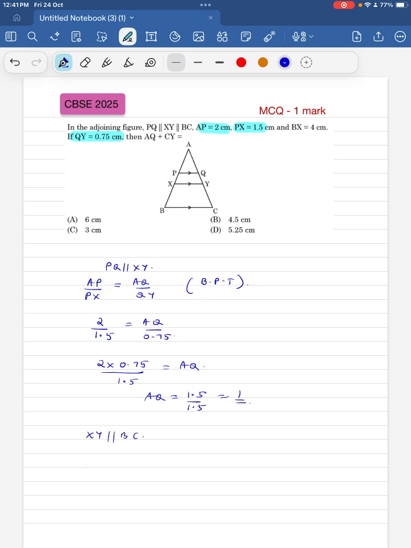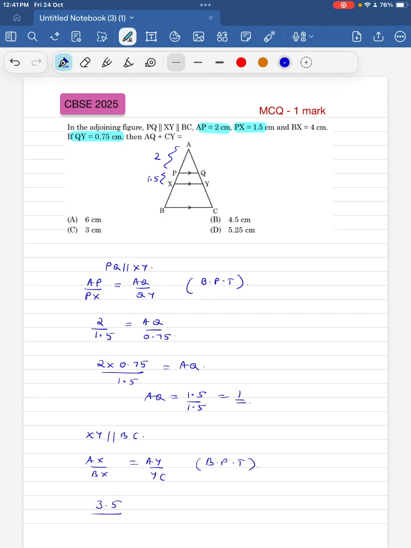Now we also know that XY is parallel to BC, which means that AX by BX is equal to AY by YC. Again by BPT, Basic Proportionality Theorem. Now AX I can find out by adding AP and PX together. AP is 2 and PX is given as 1.5. So that means the value of AX is 3.5.